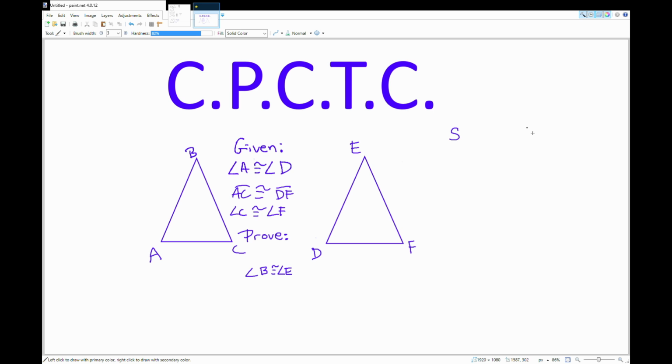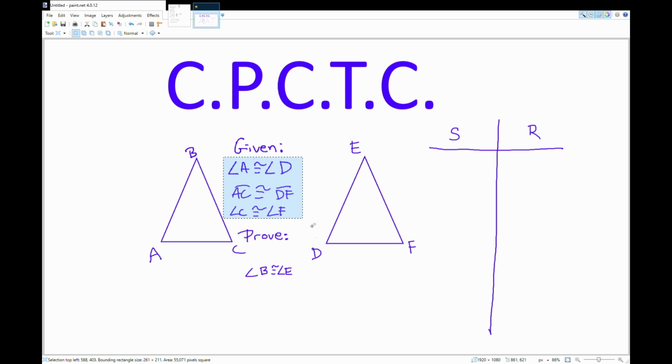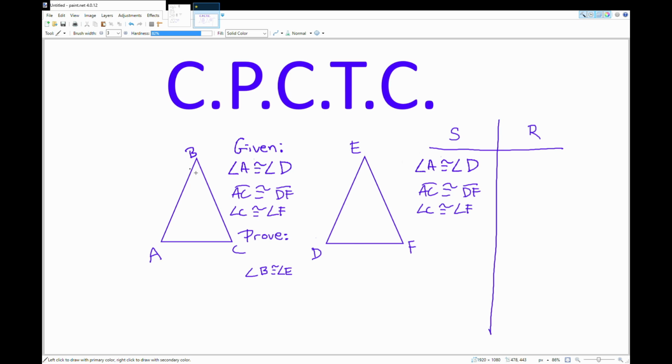We always start with our statements and reasons. First statements are always the given, so I'm actually just going to copy and paste this here. There we go. And the reason for that information is given. Now we always have to mark what we're given. Angle A is congruent to angle D. AC, so right here, is congruent to DF. And angle C, we're going to use two congruency marks this time, is congruent to angle F.